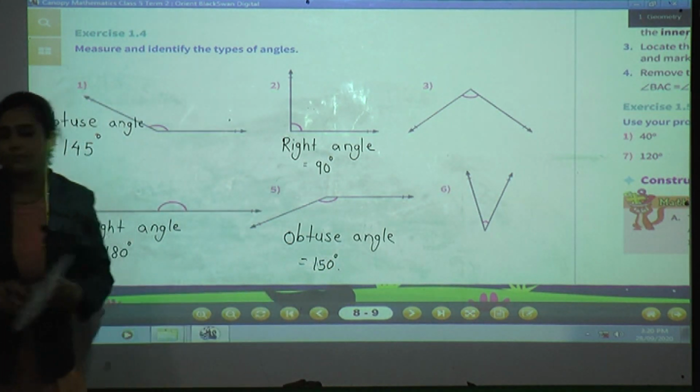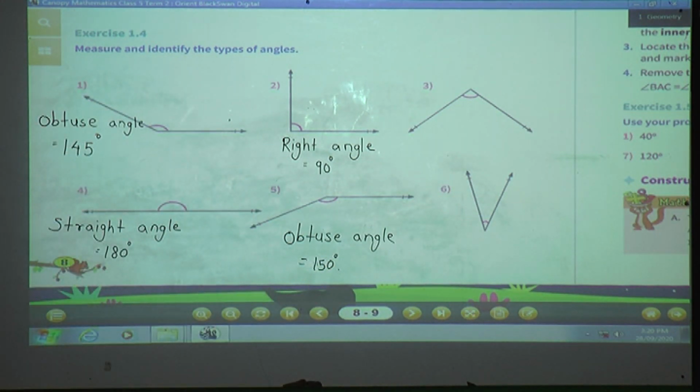Now students, we have studied today how to measure an angle, and right angle, acute angle, obtuse angle, straight angle, zero angle. So the right angle is 90 degree, an acute angle measures between 0 degree and 90 degree, and an obtuse angle measures between 90 degree and 180 degree. Again, the straight angle is 180 degree and the zero angle is 0 degree.